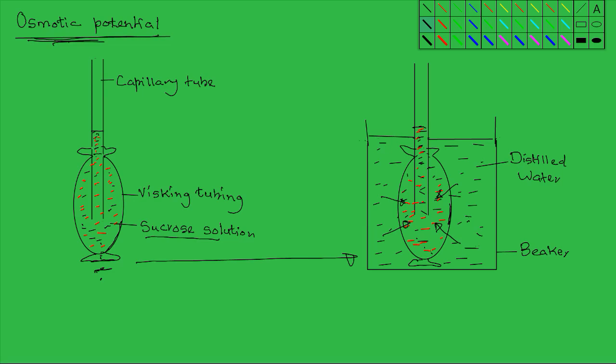In this lesson, we are going to look at the factors affecting the rate of osmosis. There are two main factors that affect the rate at which movement of water molecules take place, and these two factors are osmotic pressure and temperature. We start by looking at the osmotic pressure gradient.